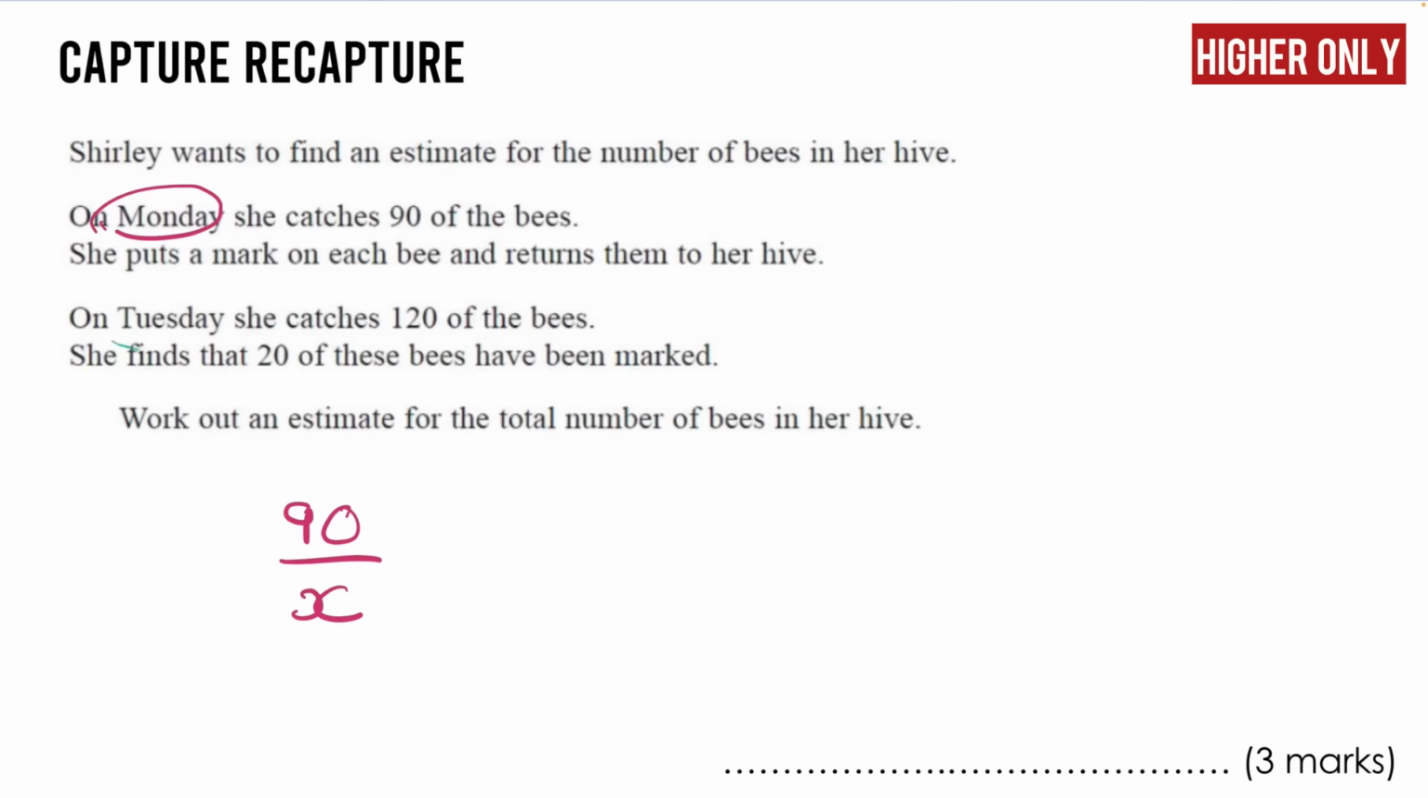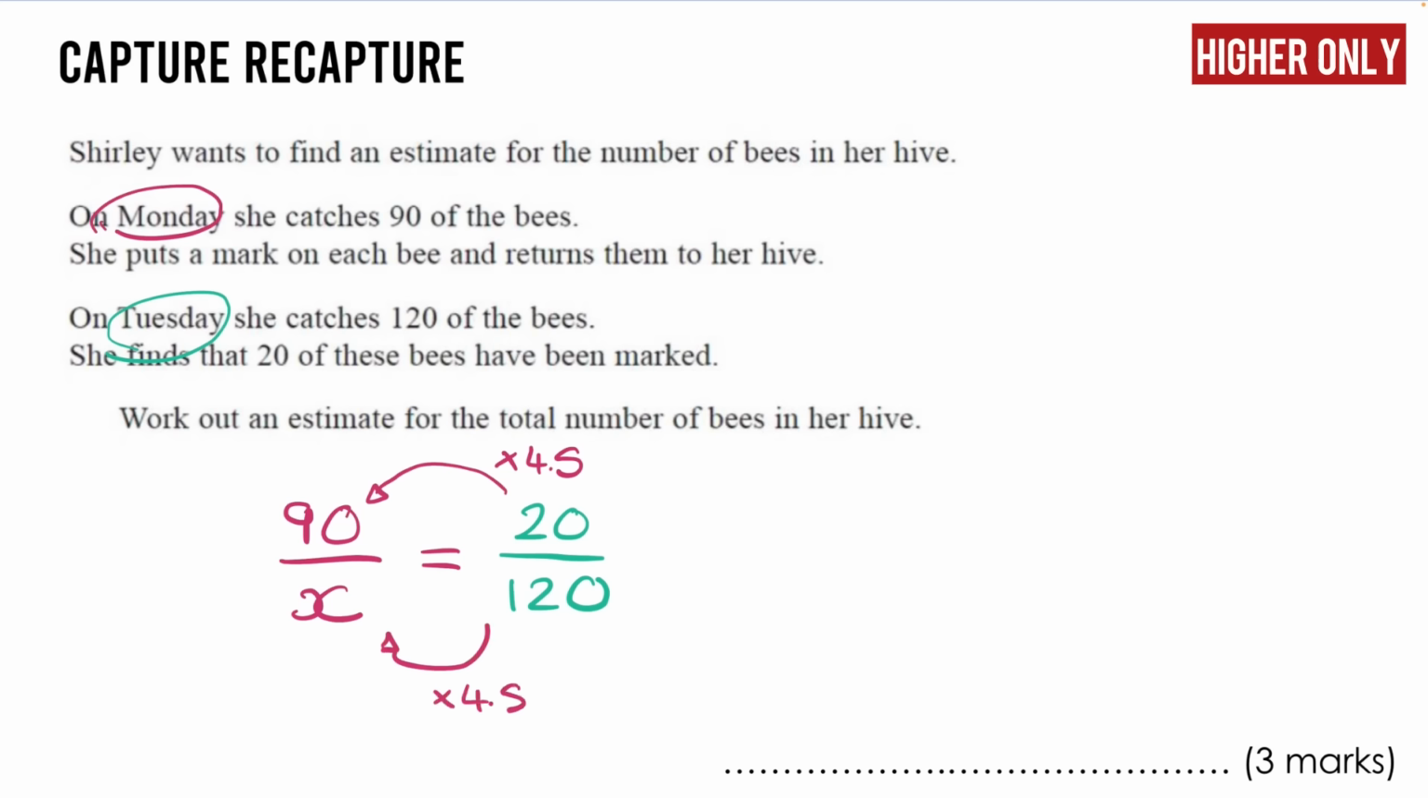In the second capture, on Tuesday, there's 120 bees and 20 of them have been marked. So that's 20 out of the 120 that were caught that have the mark on. Now all we want to do is look at these and make them equivalent fractions. So how do we get from 20 to 90? Well, 90 divided by 20 on the calculator is 4.5. So that's going to be multiplying by 4.5. So to ensure that these are equivalent, we times the bottom by 4.5 as well. And 120 times 4.5 is equal to 540.